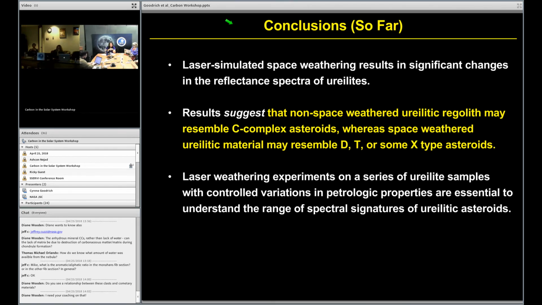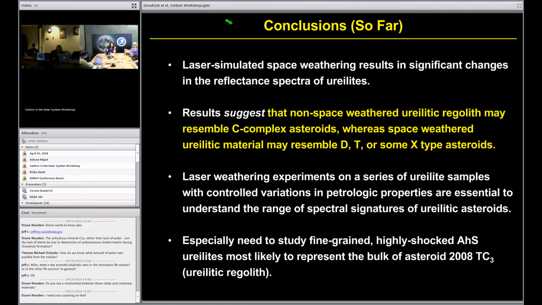As I said, there's a lot of work to be done because there's a lot of petrologic variation among Ureilite samples that still needs to be examined. We especially need to study some of the highly shocked Almahata Sitta Ureilites that most likely represent the bulk of asteroid 2008 TC3. In other words, what we think Ureilite regolith would be like.